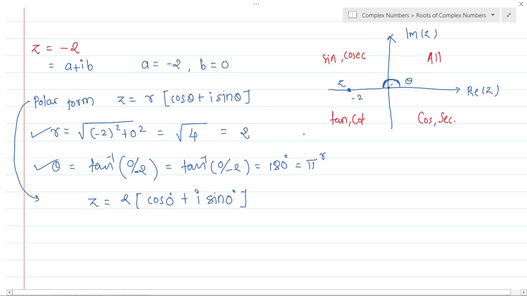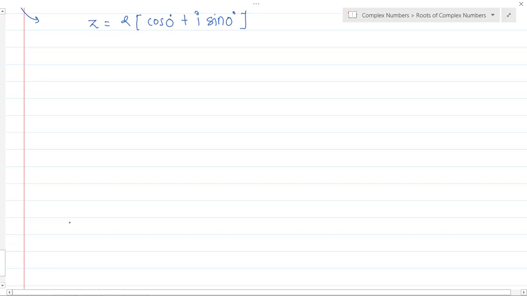Don't take too much tension, sir, I will tell you how it comes. For now just remember that we can represent this z equals -2, which lies on the negative part of the real axis. So that's why this theta becomes 180 degree. Is it okay? Yes sir. Very good. Now let's see the third question.